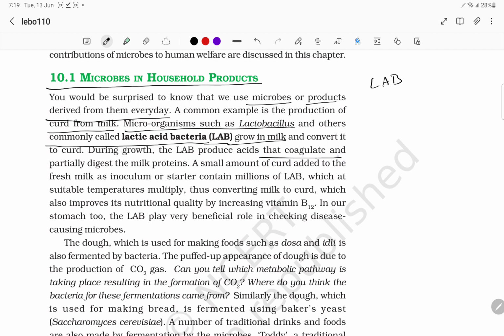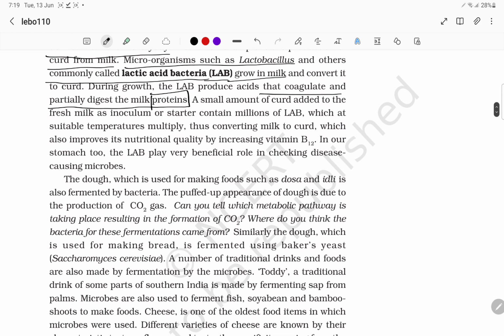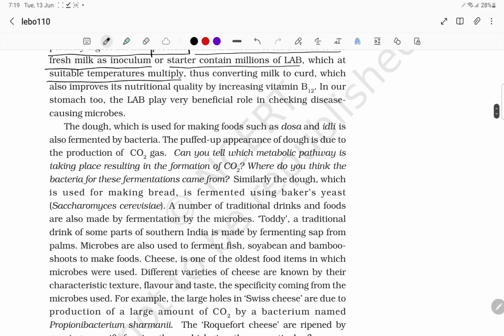These coagulate and partially digest the milk proteins. This is a very important point. A small amount of curd is added to the fresh milk as inoculum or starter, containing millions of lactic acid bacteria, which at a suitable temperature multiply, thus converting milk to curd, which also improves its nutritional quality by increasing vitamin B12. In our stomach too, the lactic acid bacteria play a very beneficial role in checking disease-causing microbes.